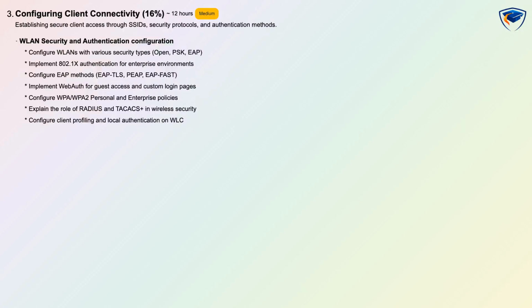The next domain, implementing a wireless network, which accounts for 16% of the total exam weightage, deals with the initial setup of the wireless controller, access point discovery, and fundamental network integration. This domain emphasizes hands-on and conceptual knowledge, where you'll learn to describe WLC ports, interfaces, and mapping to VLANs, implement AP discovery and join process, configure AP failover and high availability, and explain CAPWAP tunnel establishment and state machine.